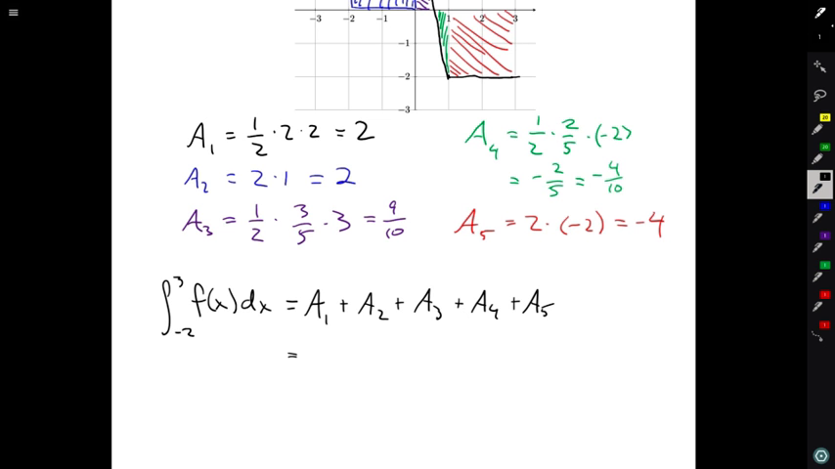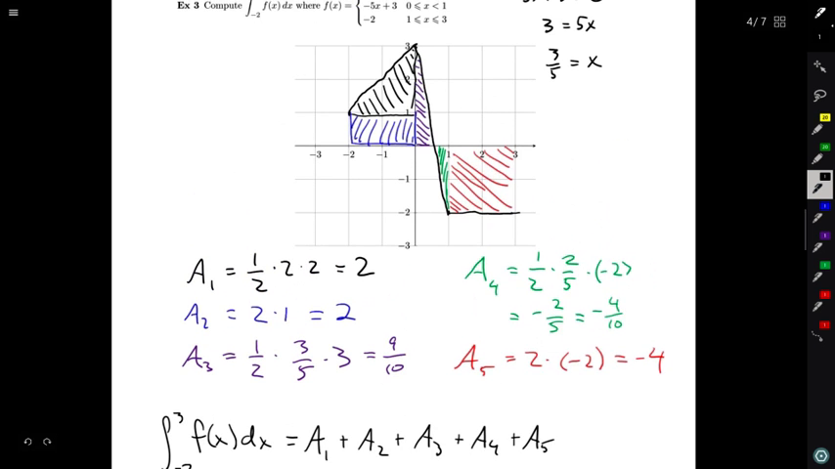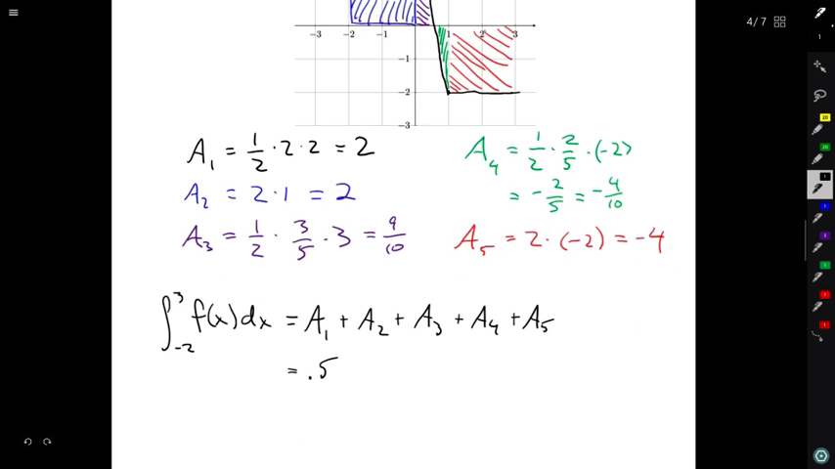And adding up all of these numbers, we'll have 2 and 2 is 4. 9/10 minus 4/10 is going to be 5/10. So we have 4.5 so far. Minus 4 is going to give me exactly 0.5. So here we can again take advantage of the geometry of the situation, the fact that we know how to compute areas of triangles and rectangles, and we can find this area between the curve and the x-axis using the fact that area below the axis is negative, and we are able to compute this integral here.